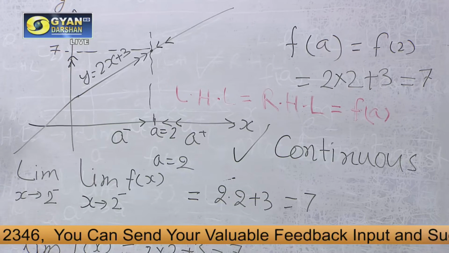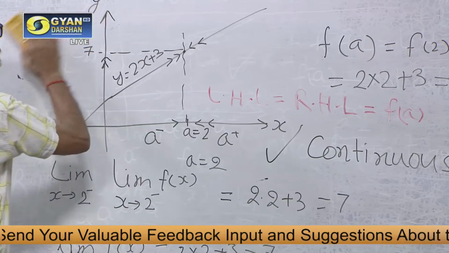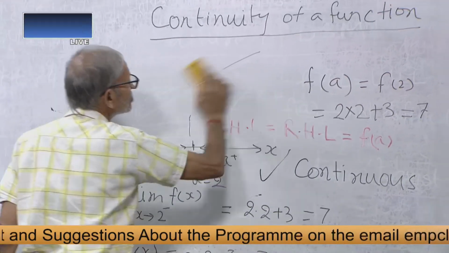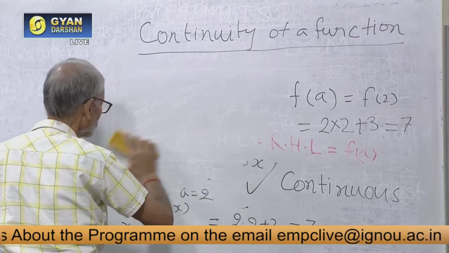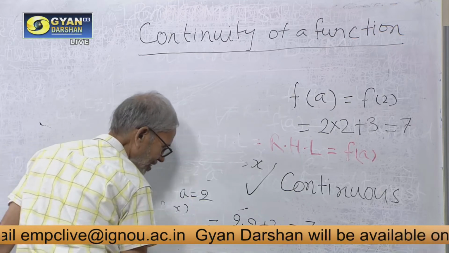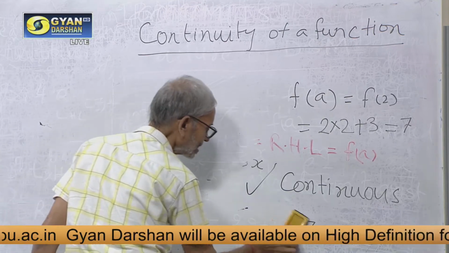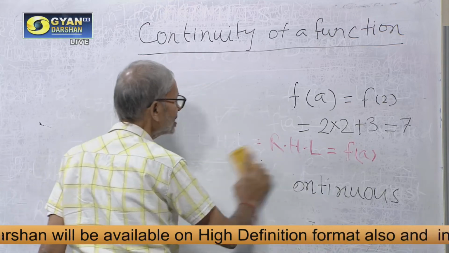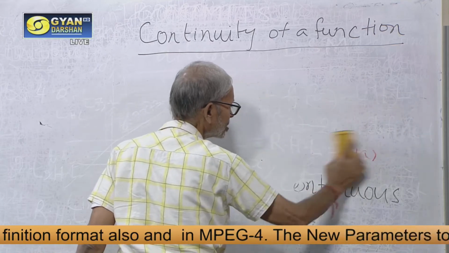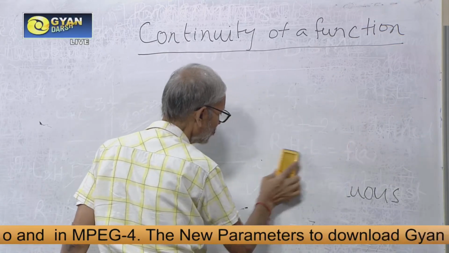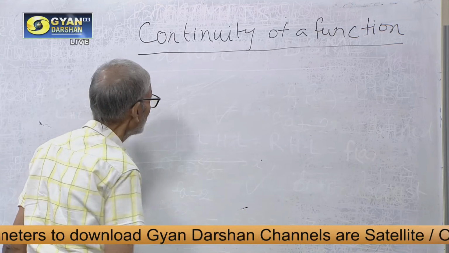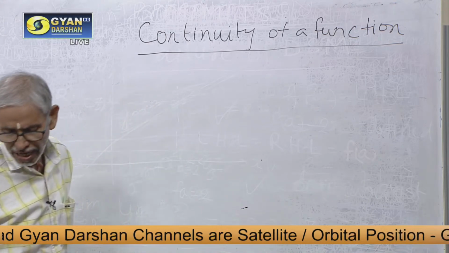So, let us now come to its formal definition. Definition is also quite simple. It states the same thing, that at any point a, f x is continuous if and only if the left hand limit is equal to the right hand limit is equal to the value of function at point A.